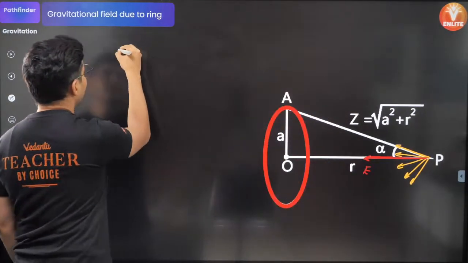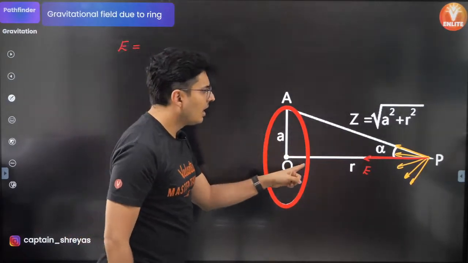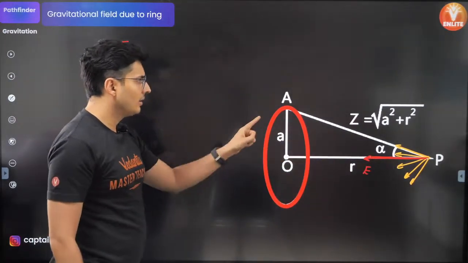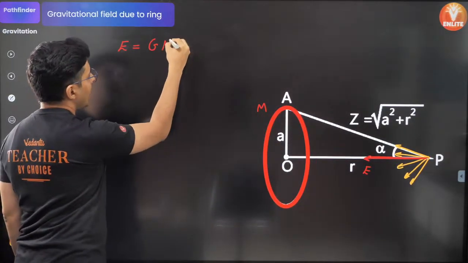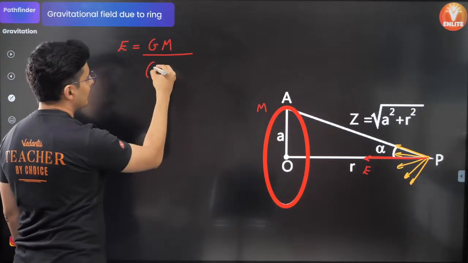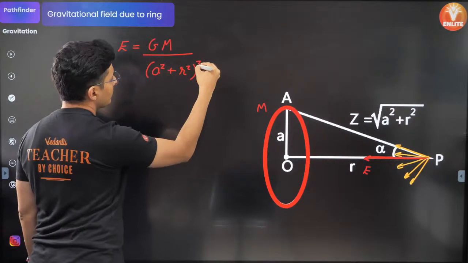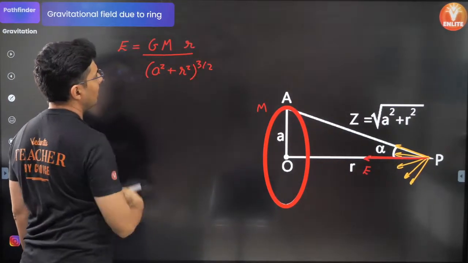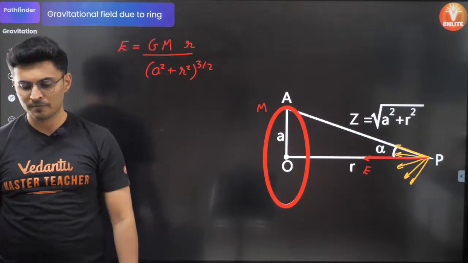And this net field is given by, A is the radius of the ring, R is the distance from the center. Let's say M is the mass of the ring. It will be given by GM divided by, here you will have A square, radius square, plus the distance square, whole raised to 3 by 2, and here you will have R. This is the formula for the field, something which you should remember.